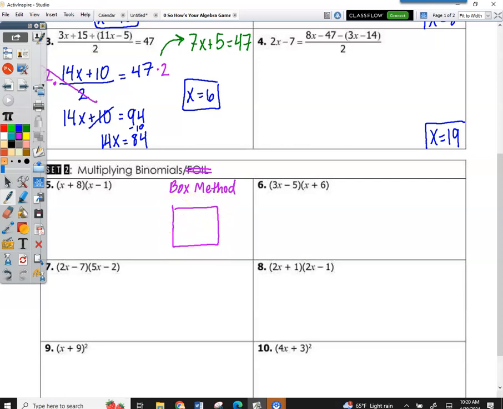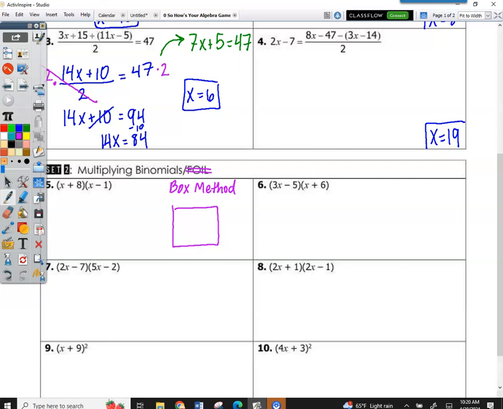You need to leave room above the box to write something on the outside. And you need to leave room to the left of the box to write something on the outside. The box needs to be divided up by the number of terms. I have 2 terms and 2 terms. So this needs to be a 2 by 2 box. You with me? That's why the box works.